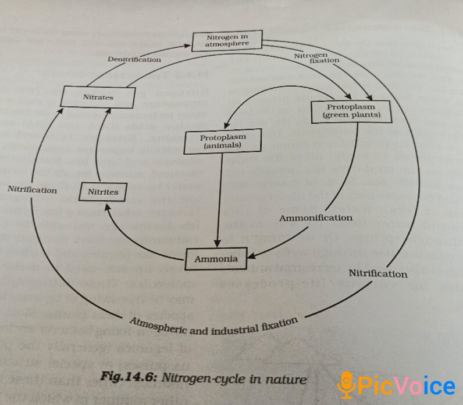You can see in the picture, nitrogen fixation, then it goes to the protoplasm of the plants, then ammonification, ammonia is made from ammonia, nitrates and nitrates are made, and after that by denitrification it goes back to the atmosphere again.